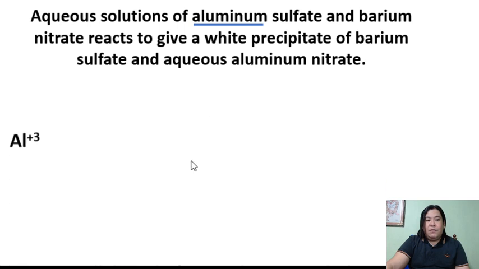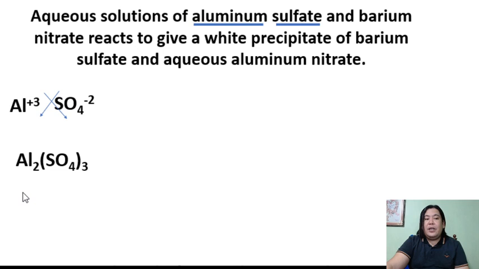So, the symbol for aluminum is Al positive 3. That is the aluminum ion. Then followed by the sulfate ion, which is SO4 negative 2. So, crisscross yan. Since the oxidation number of aluminum will become the subscript of the polyatomic ion sulfate, the polyatomic ion sulfate will be enclosed inside the parenthesis, and the oxidation number of sulfate will become the subscript of aluminum. Wala nang charge. So, this is the final formula: Al2(SO4)3. Okay?